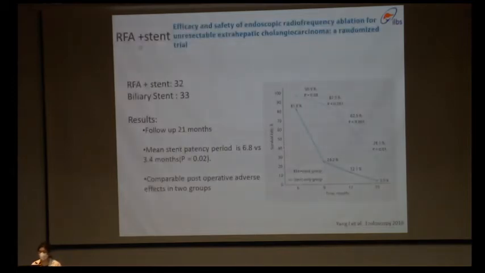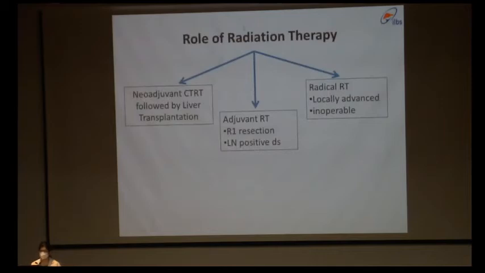The other modality for palliation of symptoms is radiofrequency ablation with stenting. In this randomized trial, RFA and stent was done in 32 patients and biliary stenting alone was done in 33 patients. At a follow-up of 21 months, mean stent patency rate was 6.8 versus 3.4 months with comparable side effects. Also, at 6 months, the survival rate was 97% versus 82% in the two groups, which was statistically significant.